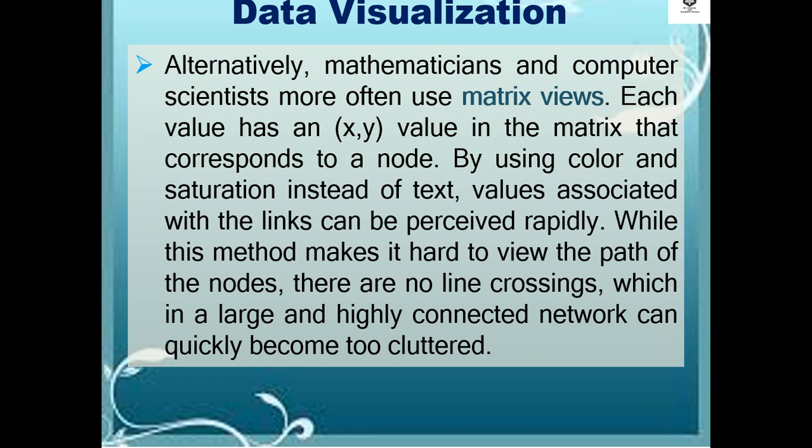Alternatively, mathematicians and computer scientists more often use matrix views. Each value has an x and y value in the matrix that corresponds to a node. By using color and saturation instead of text, values associated with the links can be perceived rapidly. While this method makes it hard to review the path of the nodes, there are no line crossings, which in a large and highly connected network can quickly become too cluttered.